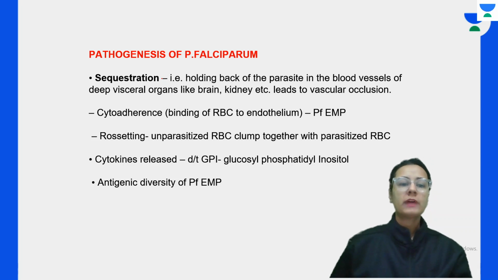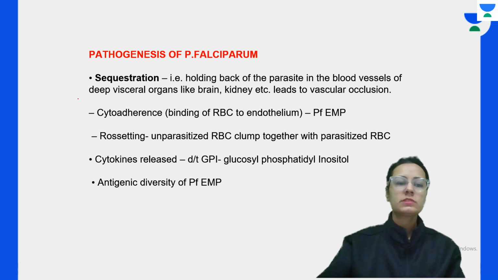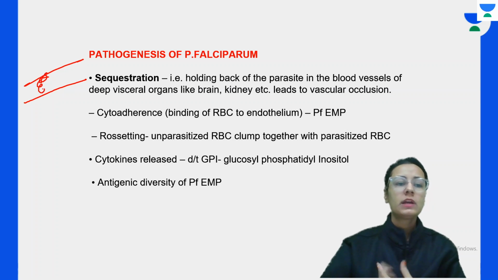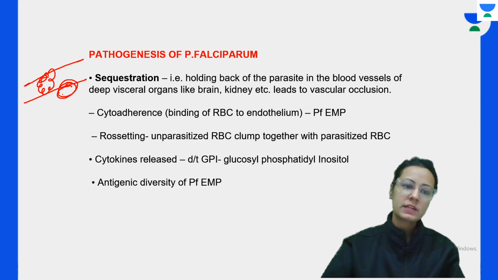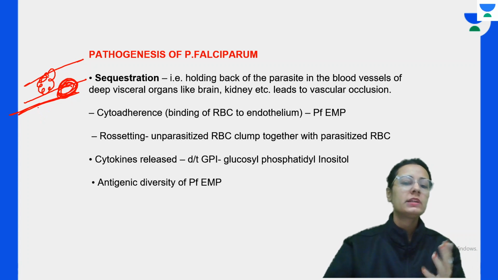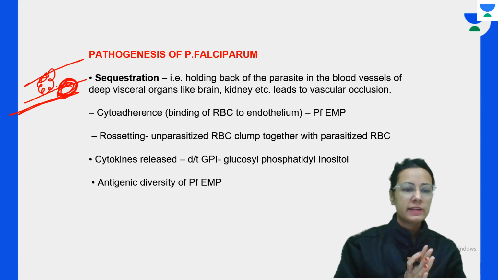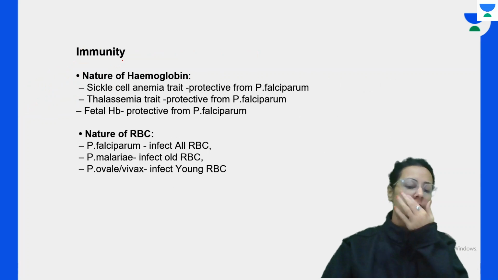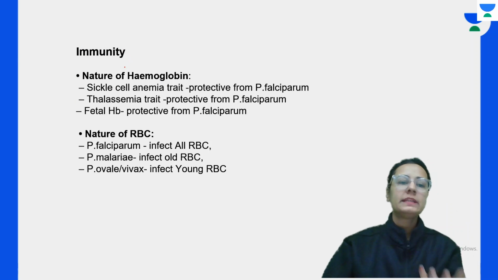Now talking about the pathogenesis: sequestration, that is the holding back of the parasite in the blood vessels. The parasitized blood cells block the blood vessels. Apart from this, there is also cytoadherence of the RBCs, that is, the RBCs are attached to the endothelium of the blood vessels, and there is rosetting. What is rosetting? The unparasitized RBCs clump together with the parasitized ones. This is how vascular occlusion takes place, and the clinical manifestations of malaria occur.